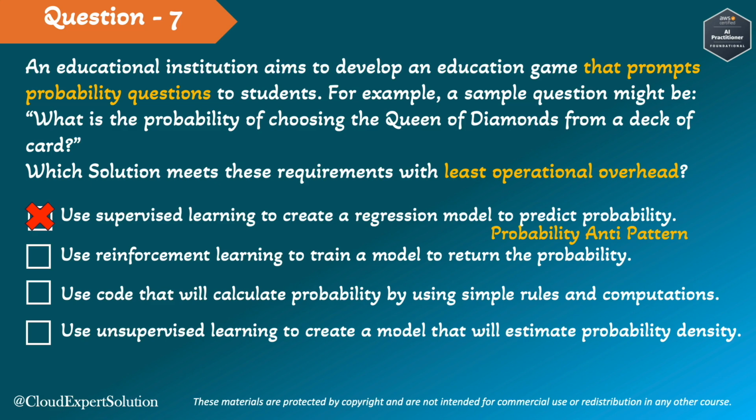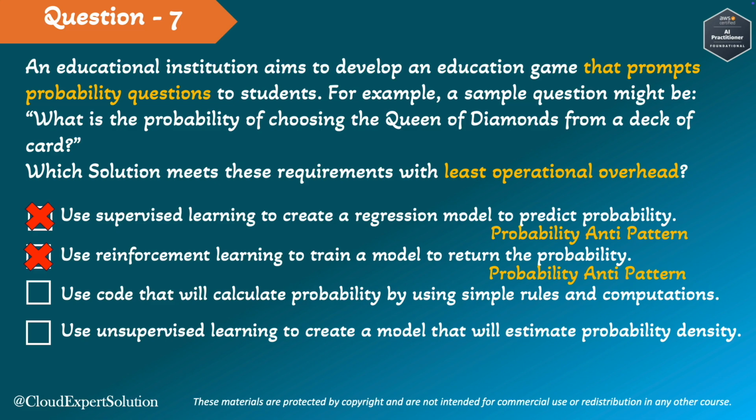Option 2 is talking about using reinforcement learning to train a model to return the probability. Again, machine learning is an anti-pattern for probability, and reinforcement learning is used for training models to make a sequence of decisions by maximizing some notion of cumulative rewards. Normally, reinforcement learning is used for game design. It's not suitable for straightforward probability calculations. Hence, this is also an anti-pattern and not a correct option.